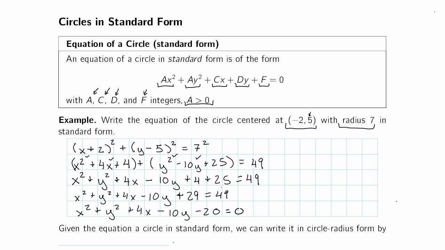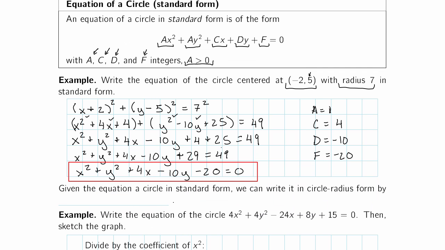Notice, in the notation above, we have a equals 1, c equals 4, d equals -10, and f equals -20. In general, you will not need to keep track of those symbols. At this point, we're just noting that we fit that form. So here is our equation in standard form.